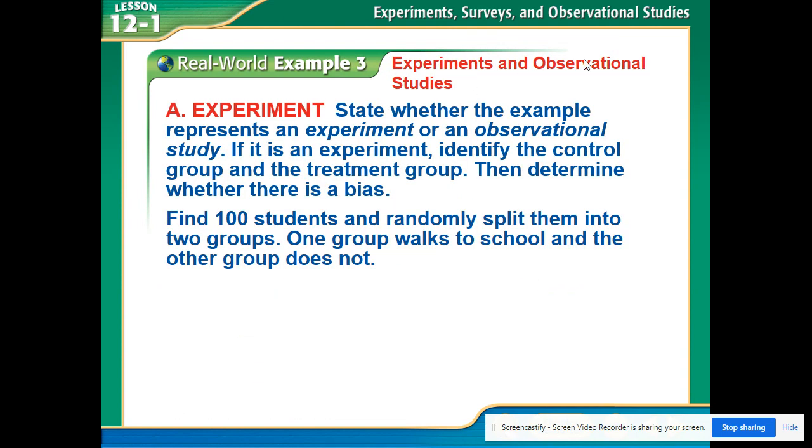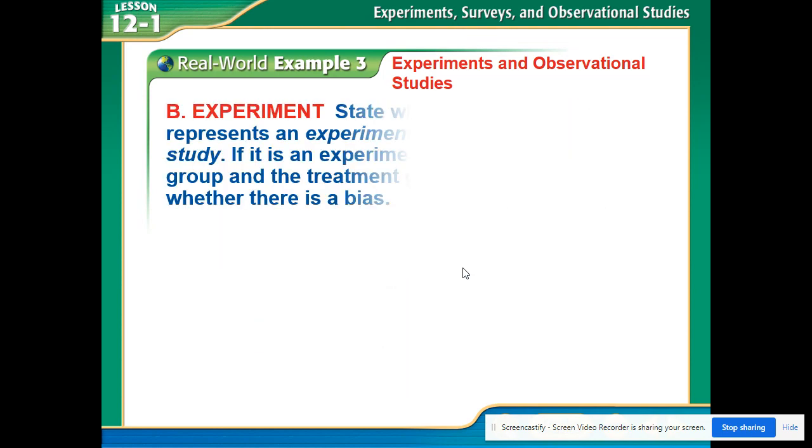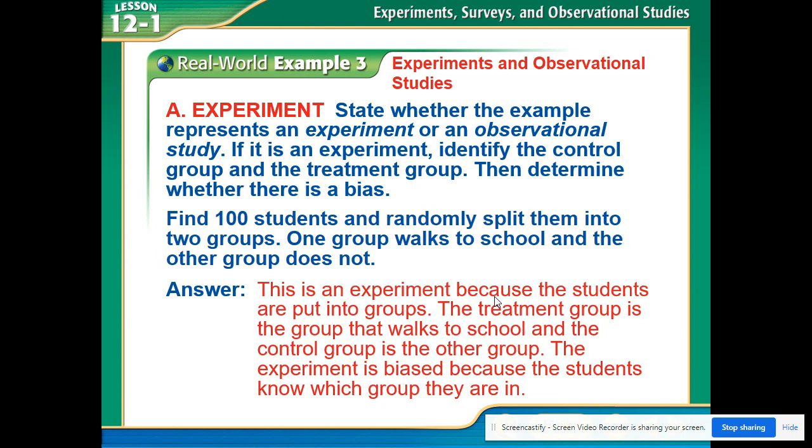All right, experiments and observational studies and surveys too. Find 100 students and randomly split them into 2 groups. One group walks to school and the other group does not. So this is something that's going to happen in the future. We've split it up. We do not have results already. So this is very much an experiment that's going to go ahead and happen.